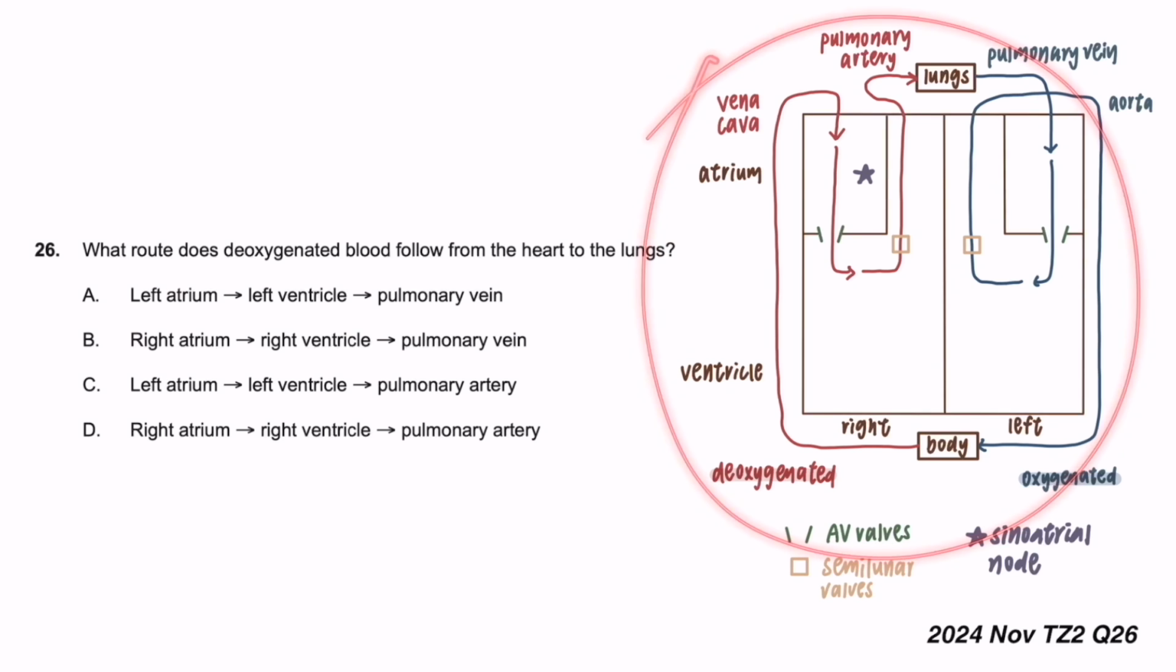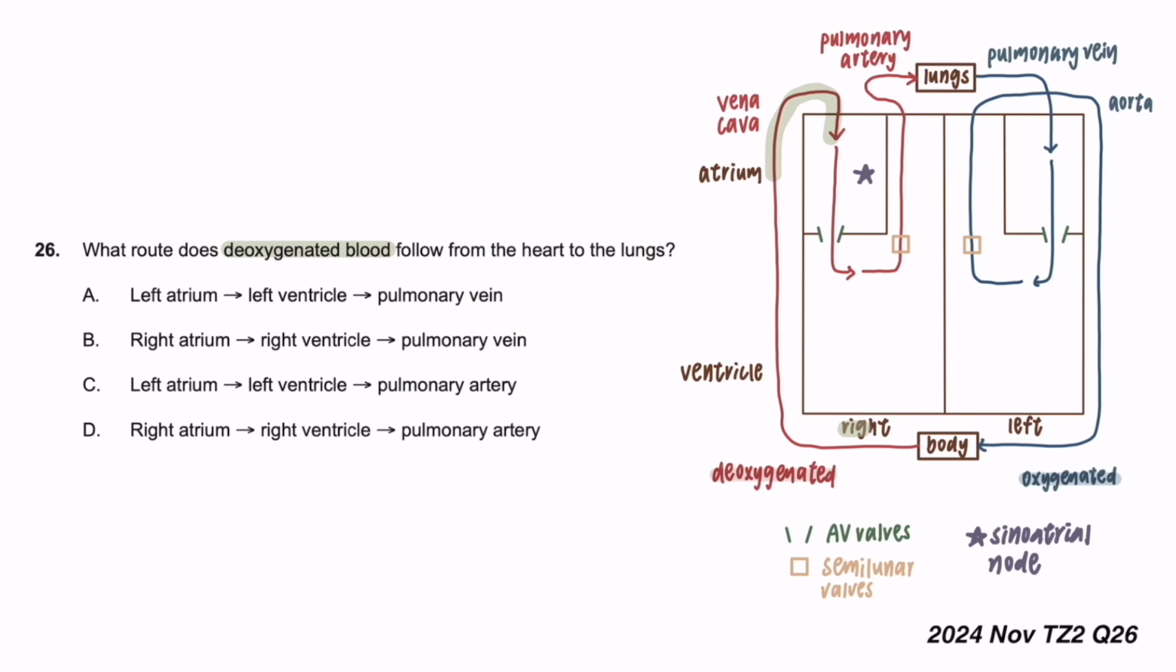Based on this diagram, deoxygenated blood enters the right atrium via vena cava. The blood then moves to the right ventricle before being pumped to the lungs via pulmonary artery.